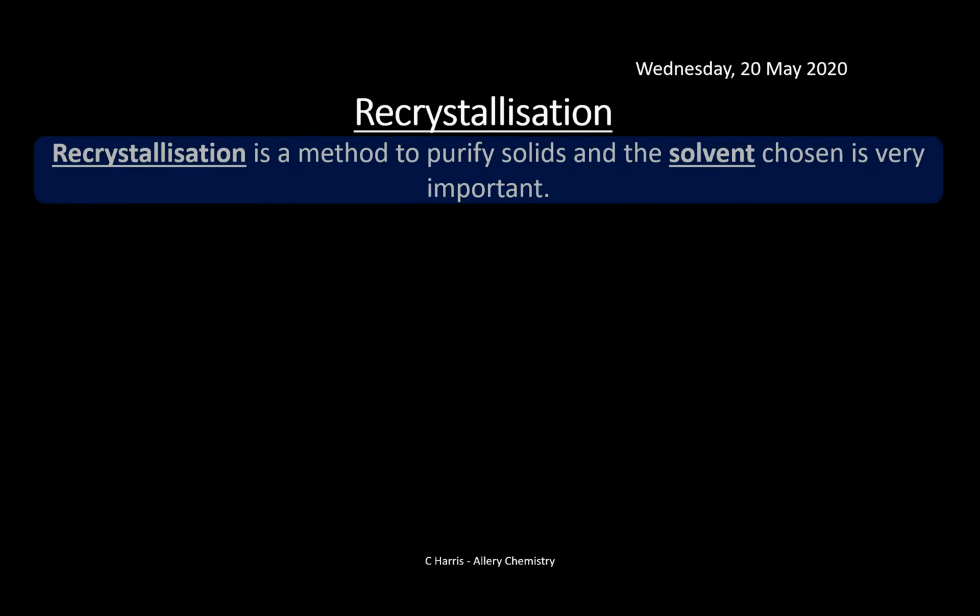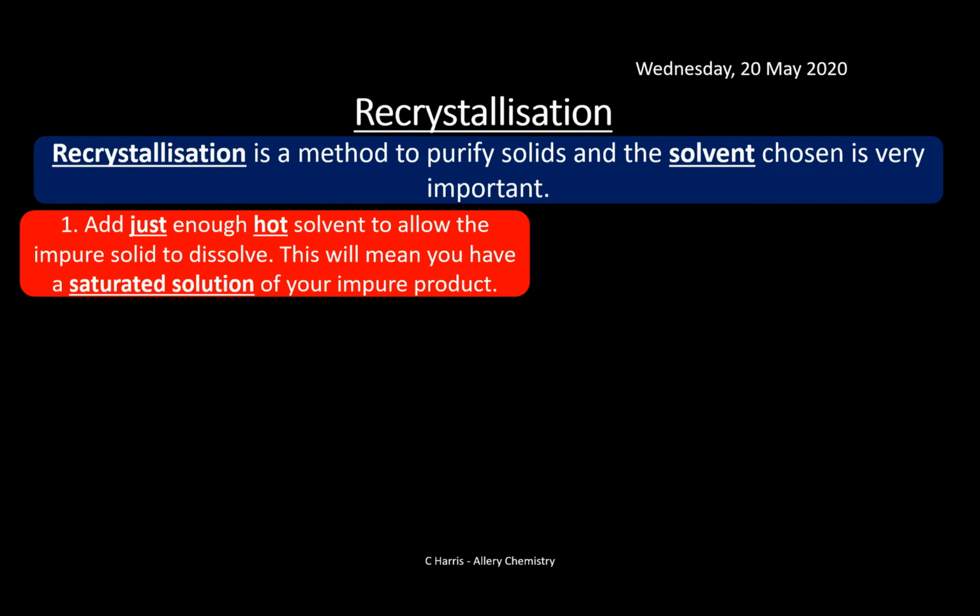Recrystallization is quite a refined technique. You've got to be very careful with it. Recrystallization is a method to purify solids, and the solvent chosen is really important. It works in a very particular way. What we need to do is add just enough hot solvent to the impure solid to dissolve it. So we've got our solid from our Buchner funnel, we've got it in a beaker, and we're going to add a tiny amount of hot solvent to it, so this means you'll have a really saturated solution. We do not want to add more solvent than we have to, so it's just enough to dissolve our impure product.